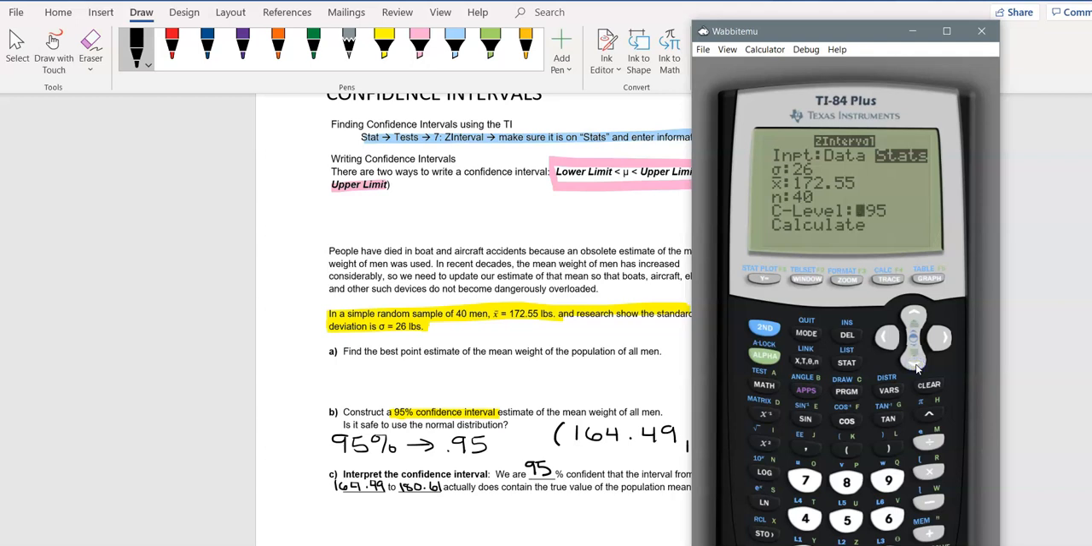It will also ask for what level of confidence you're asking for. Remember, you need to put this in as a decimal. And then you'll hit Enter for Calculate, and it will give you that range. Your lower limit is on the left, and your upper limit is on the right. So hopefully this helps a little bit with confidence intervals.